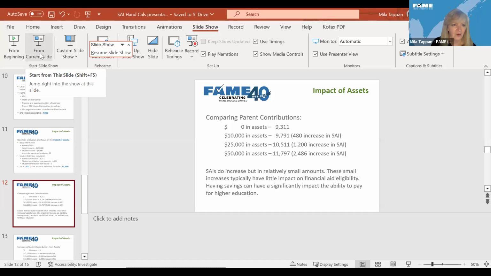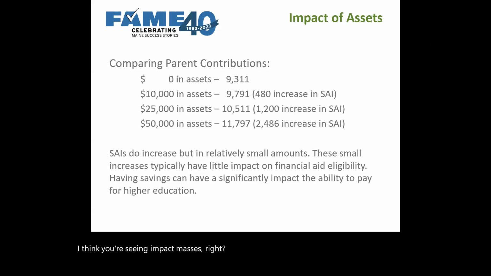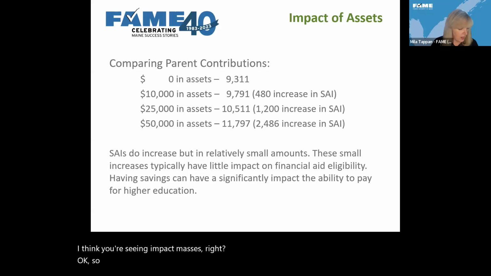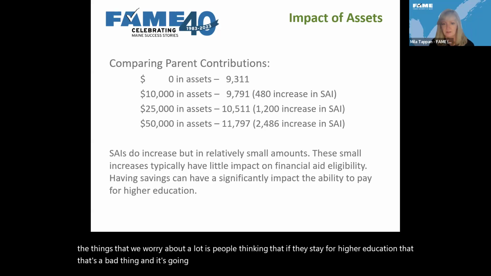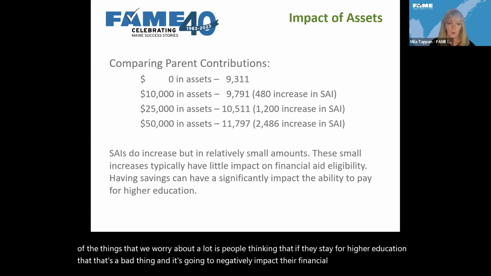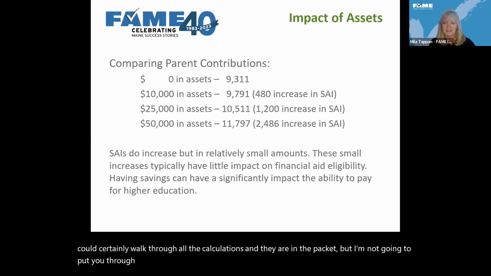Okay, now I think you're seeing impact from assets, right? Yes. Okay. So what I wanted to do here is provide some information, because one of the things we worry about a lot is people thinking that if they save for higher education, that's a bad thing, and it's going to negatively impact their financial aid eligibility. We could certainly walk through all the calculations, and they are in the packet, but I'm not going to put you through that. I just wanted to summarize the impact of assets.